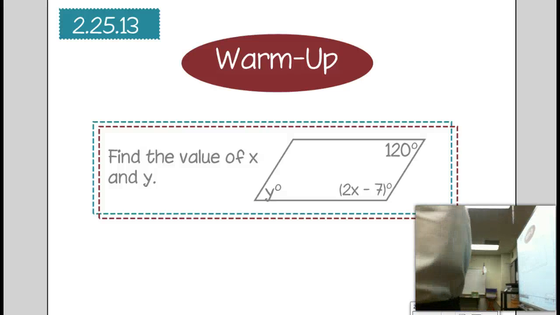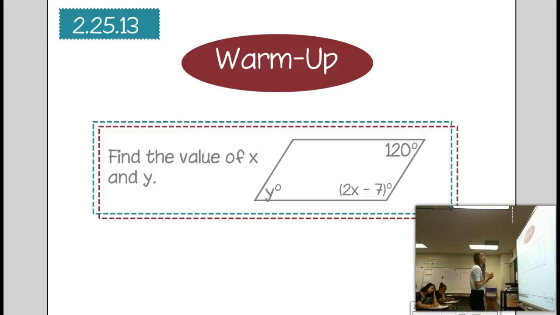Dimitri is not here. Kendall, which property are you going to use to solve for y? Opposite angles. Perfect. If the opposite angles are congruent, Lewis M., what is y? 120. Ding, ding, ding. That was easy. The opposite angles are the same exact size and shape. Congruent, equal measures. So y is 120.